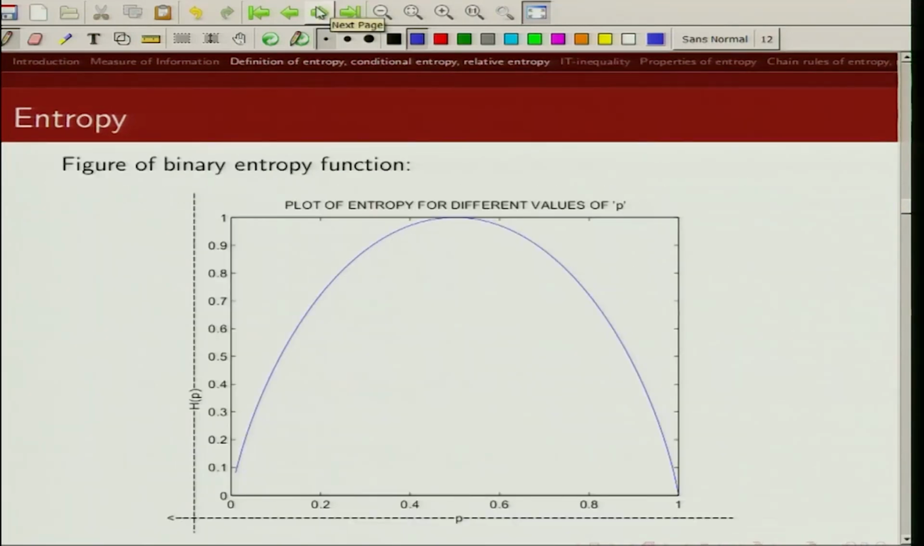And if you plot the binary entropy function, it looks like this. On the x axis you have the probability, and on the y axis I have plotted the binary entropy function. You can see that for p equal to 0 it is 0, and its maximum value is at p equal to 0.5, and this corresponds to H of p being 1.